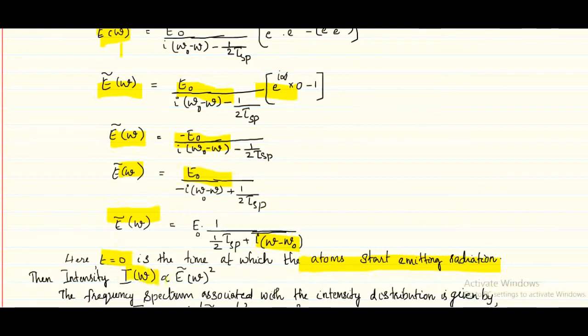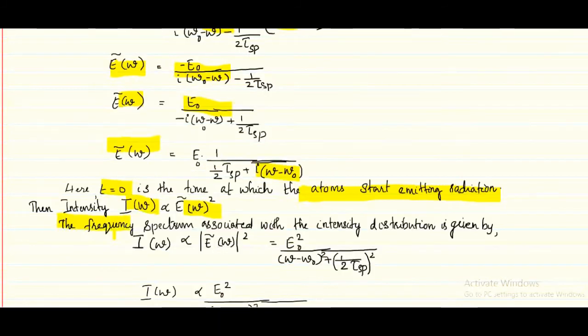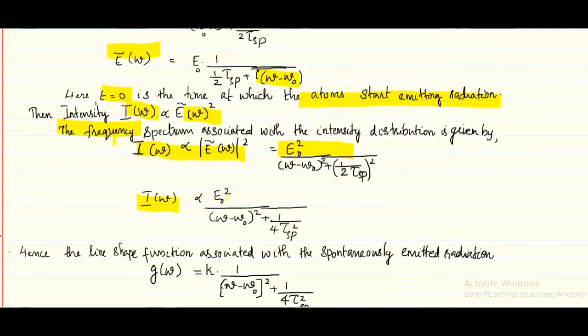Then the intensity I of omega is proportional to the modulus of E bar omega squared, since intensity is proportional to the square of the amplitude. Thus the frequency spectrum associated with the intensity distribution is given by I of omega proportional to modulus E bar omega squared. Squaring the value of E bar omega gives I of omega proportional to E0 square by omega minus omega 0 whole square plus 1 by 4 tau sp square.